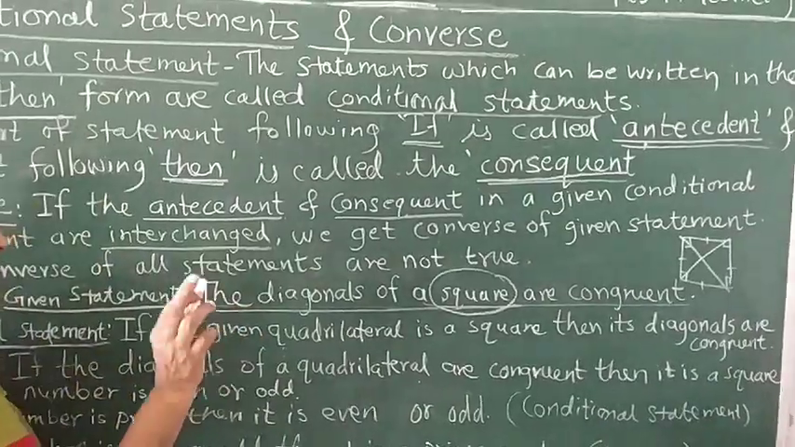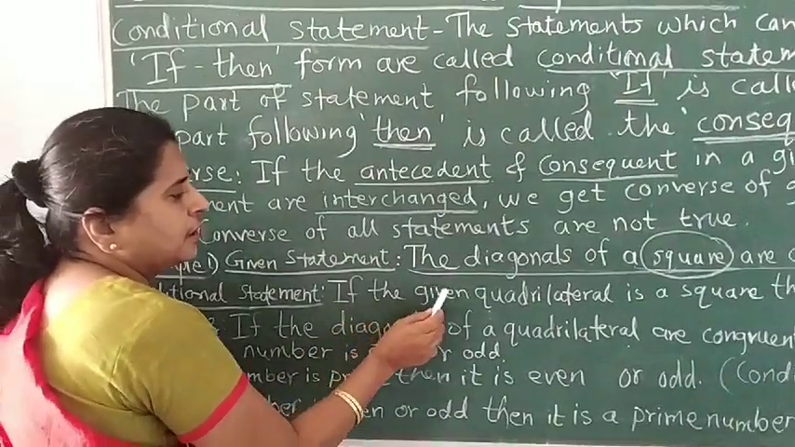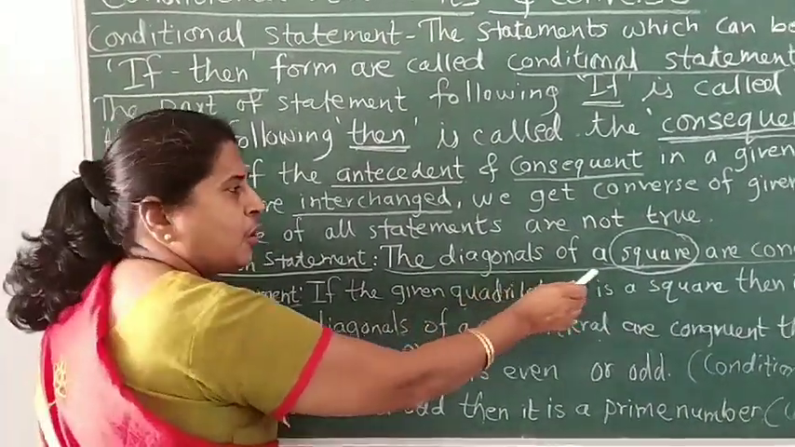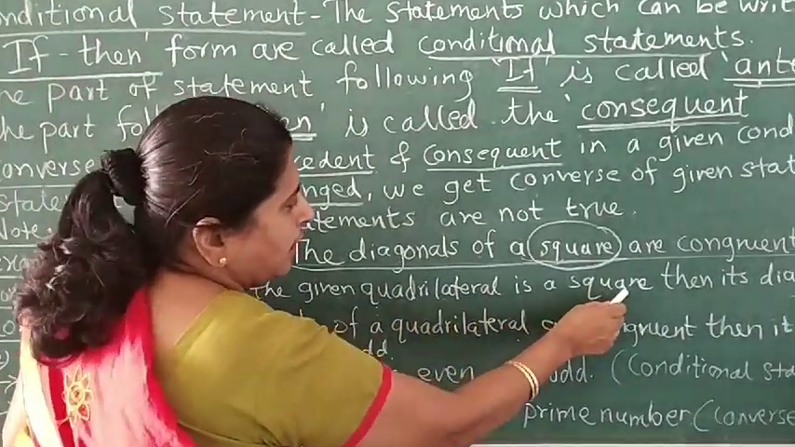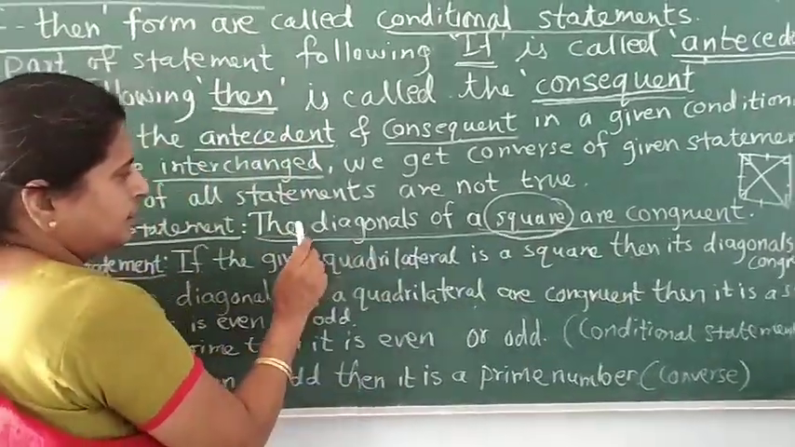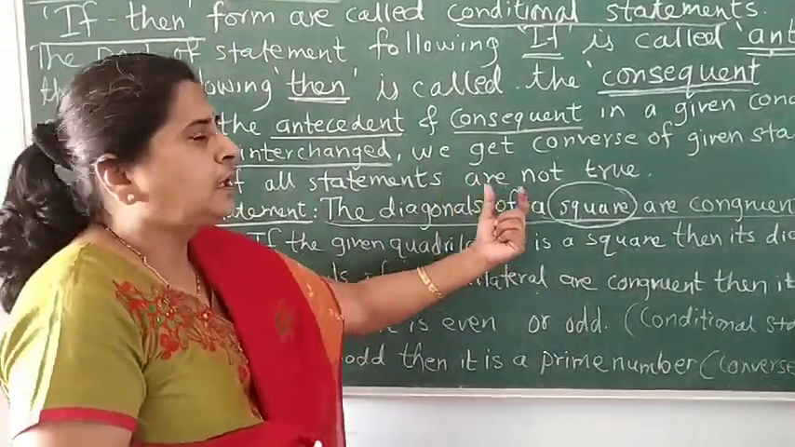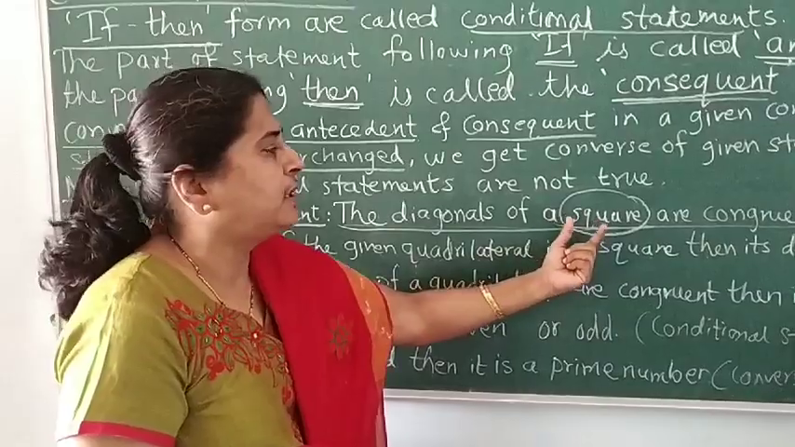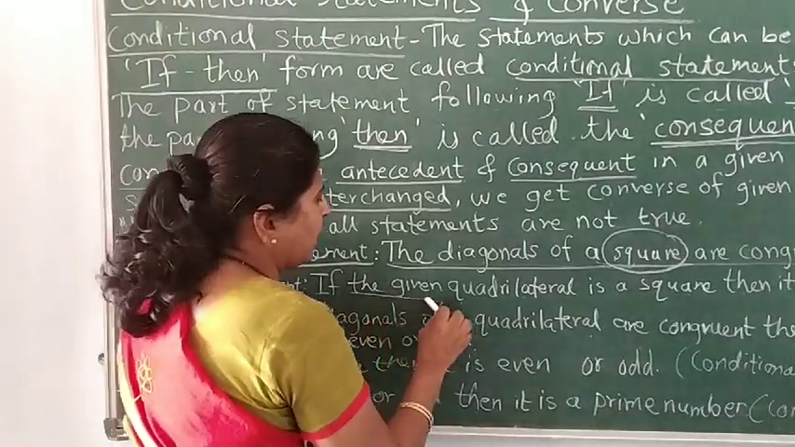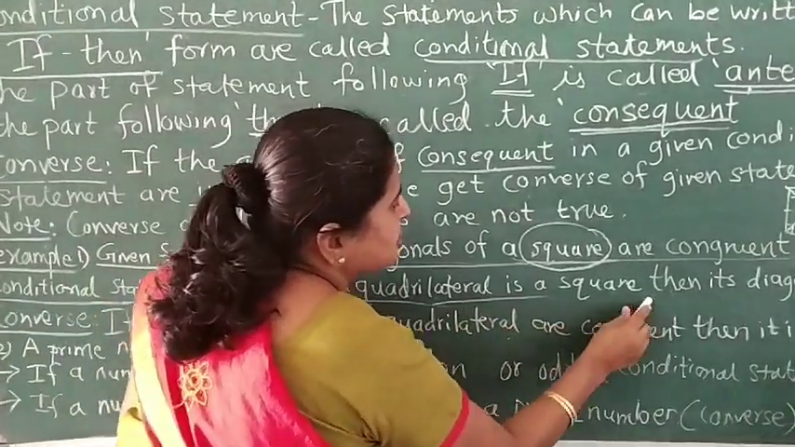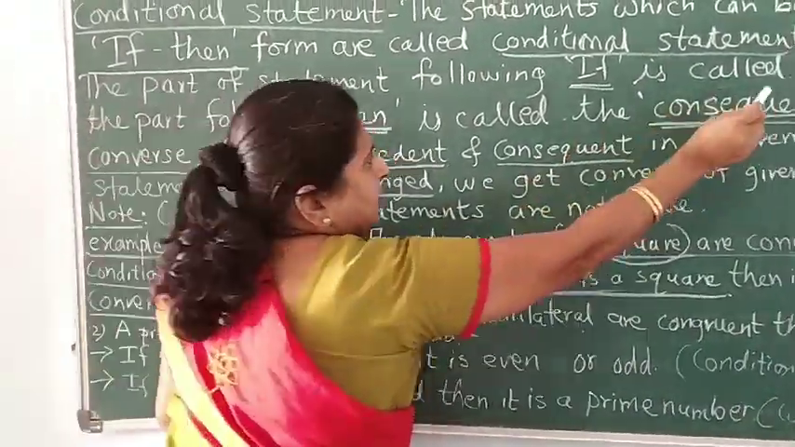So actually the conditional statement we should write like this. From the word square, we will write: if the given quadrilateral. Why quadrilateral? Because a square is a type of quadrilateral. So, if the given quadrilateral is a square, then what? Its diagonals are congruent. So we have to identify the key word and what type of thing it is. Accordingly we can write. So the condition is that there should be a given quadrilateral and it should be a square. This is your condition, or you can say the part following if is your antecedent.